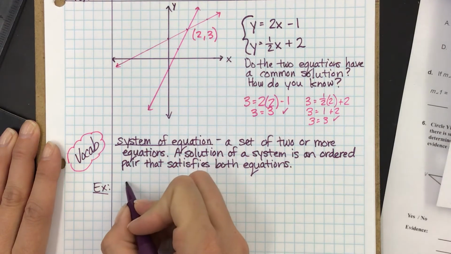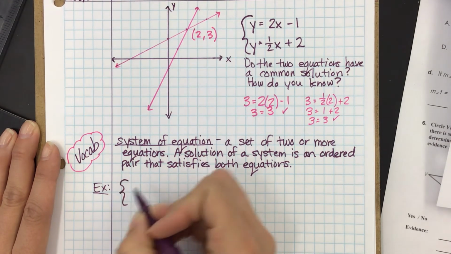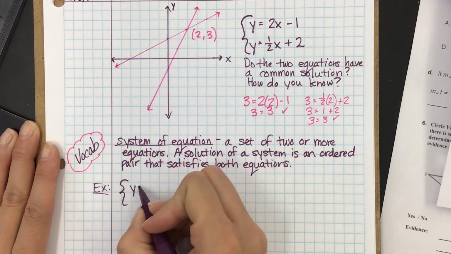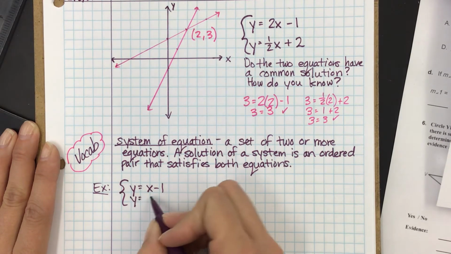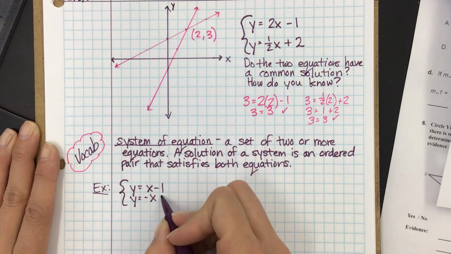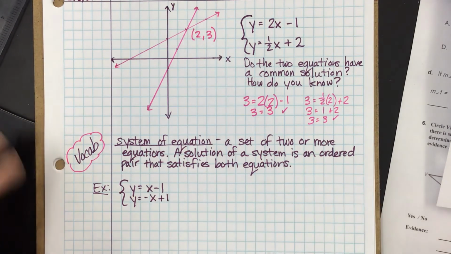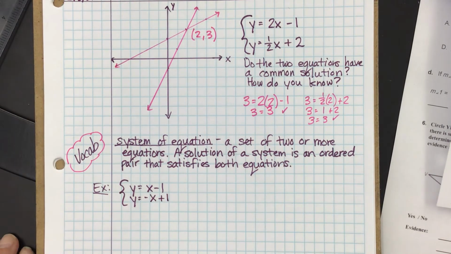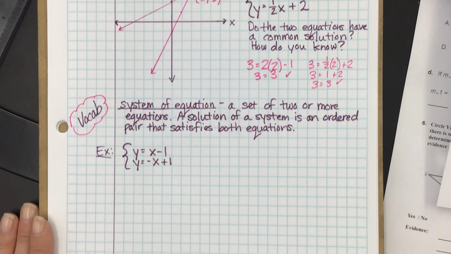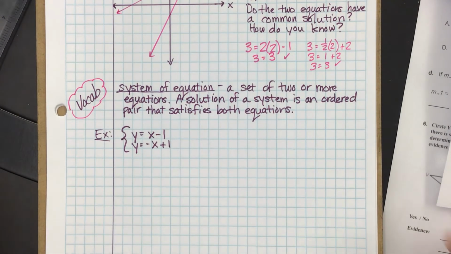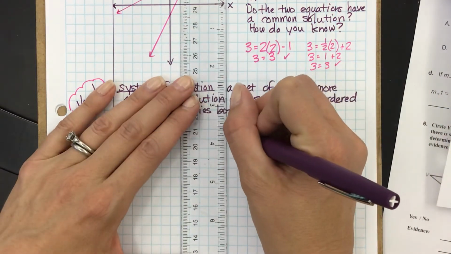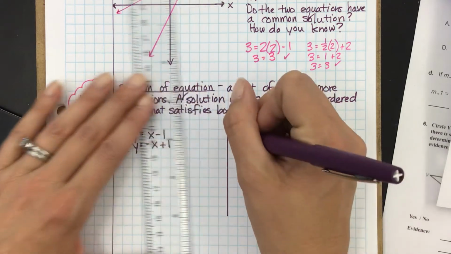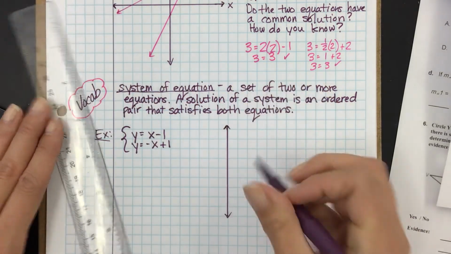So this is what you're going to be given. You're going to be given this little brackety thing with two equations in it. And our method for the next couple of days is solving by graphing. So you will graph those two lines and see where they intersect, and that is the solution to your system of linear equations. So I'm going to put a coordinate plane on the paper.